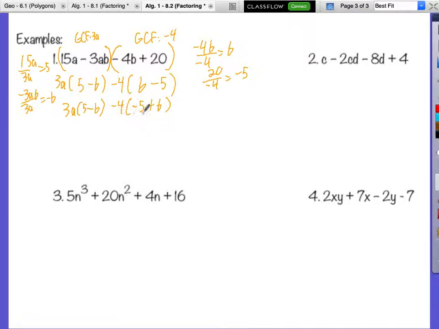Now, are these the same? Okay, what can we do to make this the same? Change these signs. So if we take out a negative again, we'll change all the signs. Do we have the same thing in each of the parentheses? So that's our new greatest common factor. So we'll put our greatest common factor in the front. That's 5 minus b. And what's left over from this first part? 3a. And what's left over from the second part? Plus 4. And those would be our two factors.